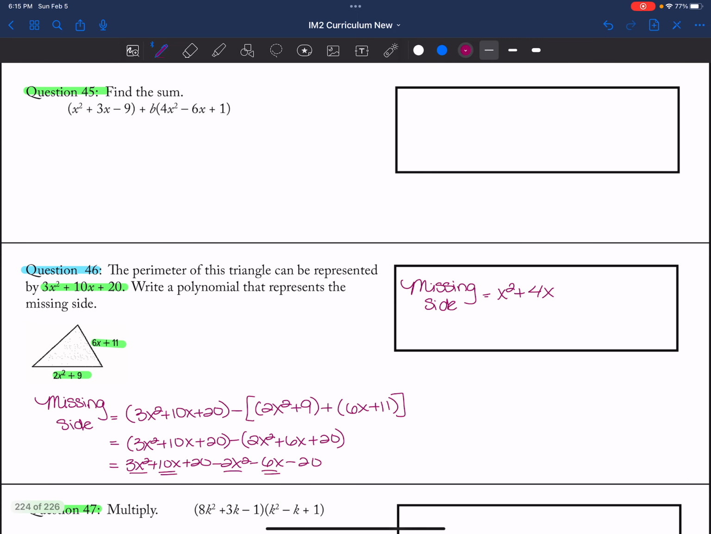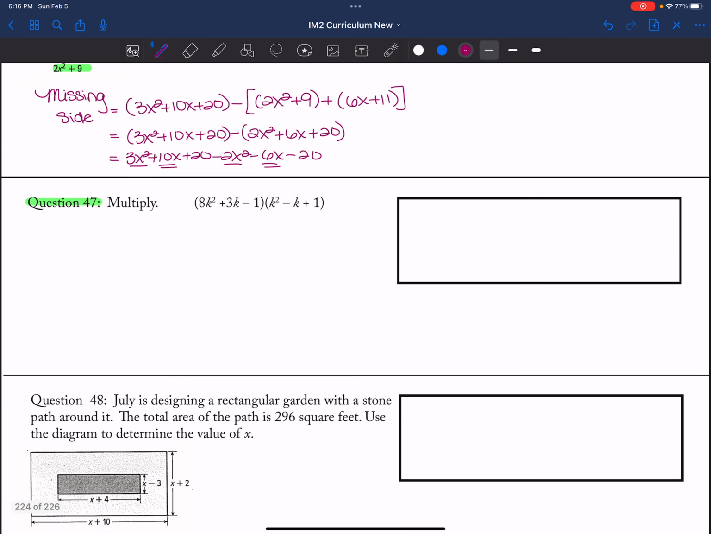Okay, and then 45, find the sum. So x squared plus 3x minus 9 plus 4bx squared minus 6bx plus 1. So x squared plus 3x plus 4bx squared minus 6bx minus 8. So the only thing I could combine was the constant terms.